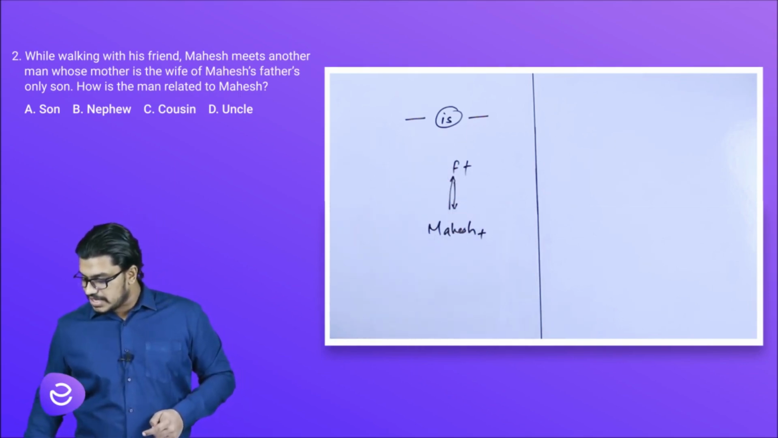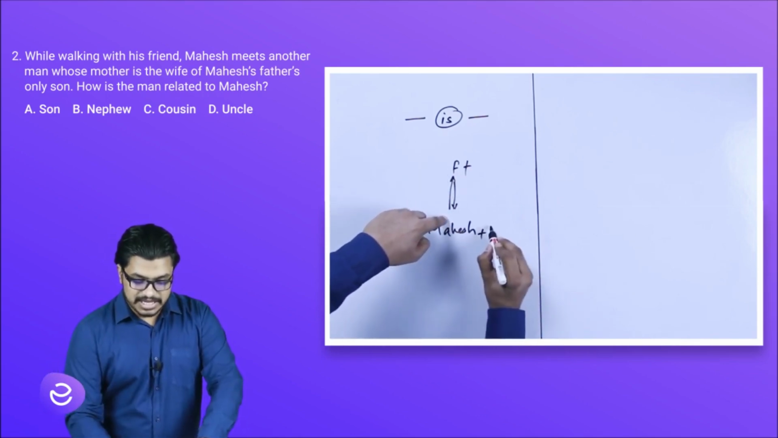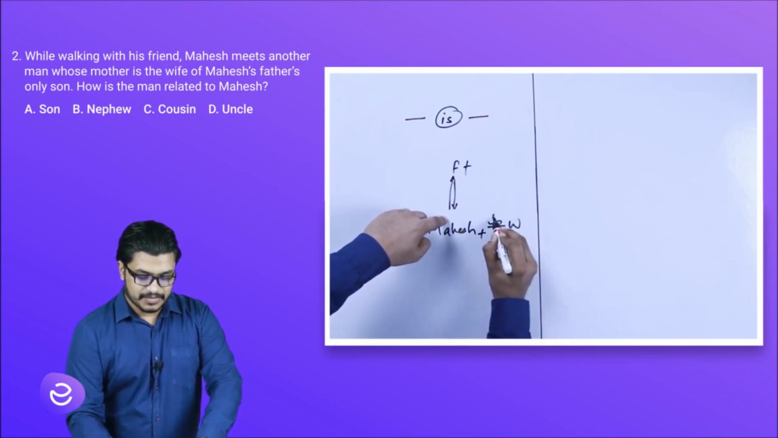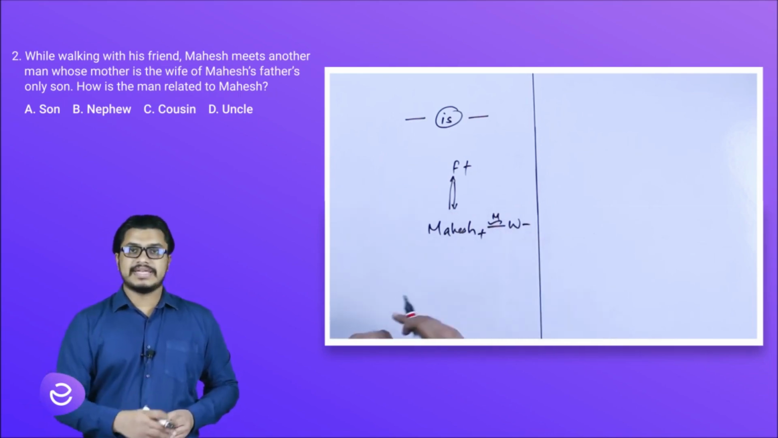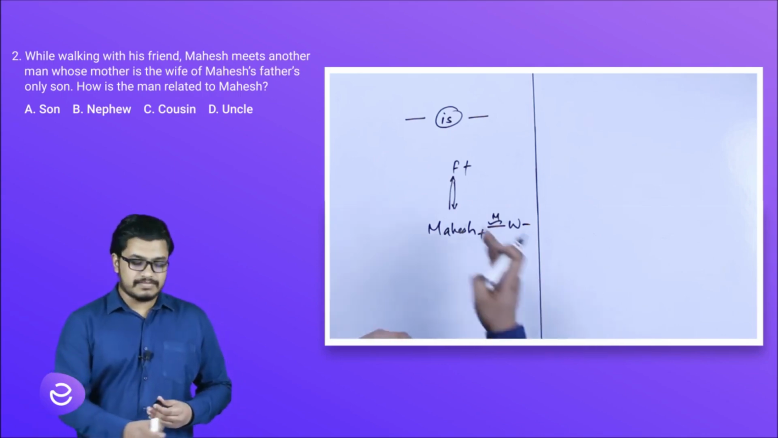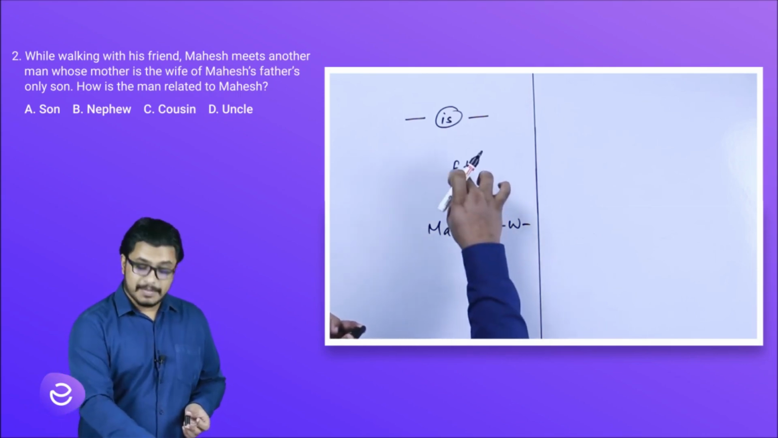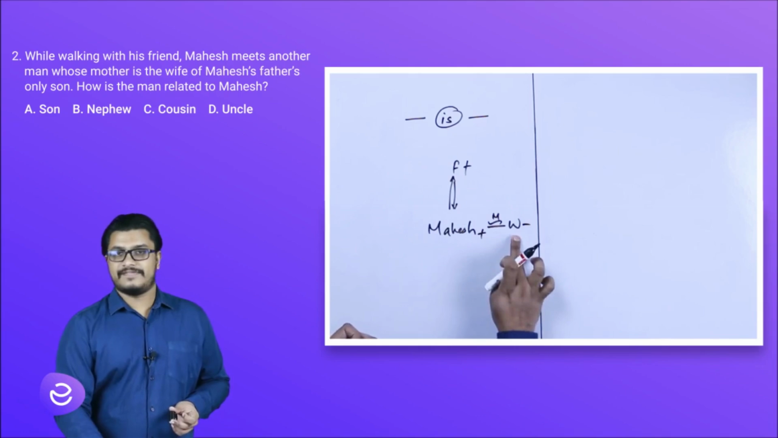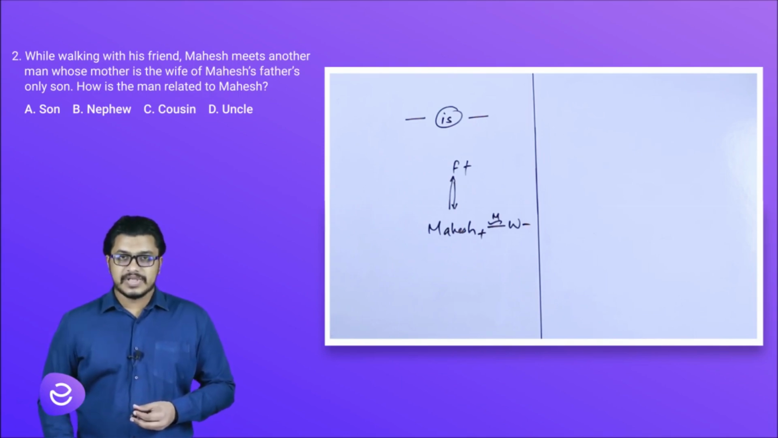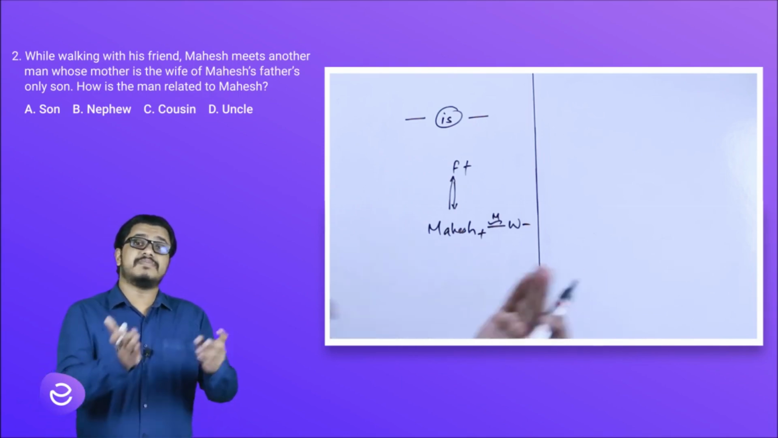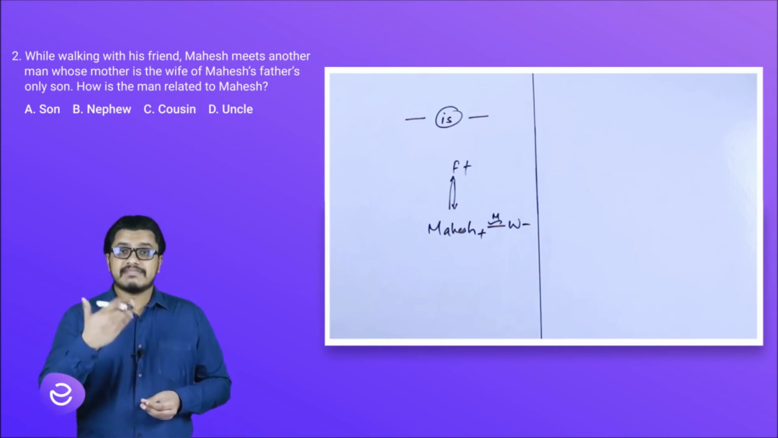Now the next relationship is wife. So we went upwards, we came downwards, now we are here, then Mahesh's wife, because these two are married. So Mahesh's wife. We put a negative sign or a minus sign to denote female. Now comes the term is. So now we drew Mahesh, Mahesh's father, Mahesh's father's only son, then wife of this son. So we are here right now. Now there comes a term called is. Now we'll draw another diagram for the relationships before the word is. So before the word is, we have Mahesh meets another man whose mother.